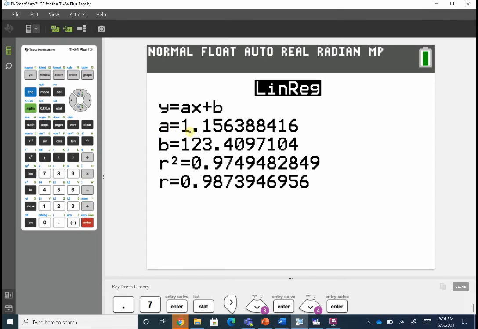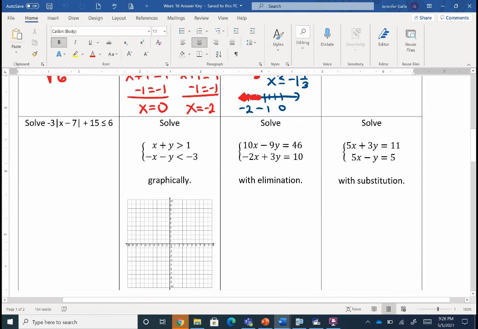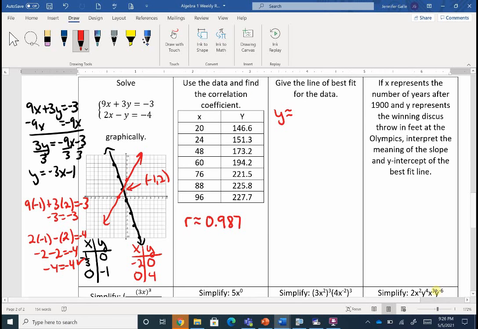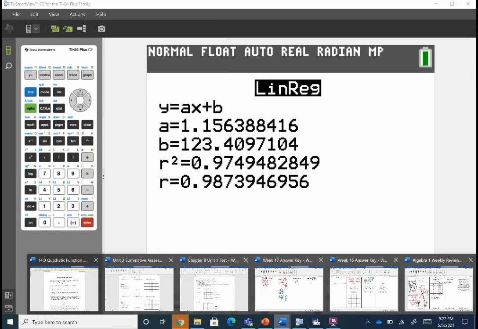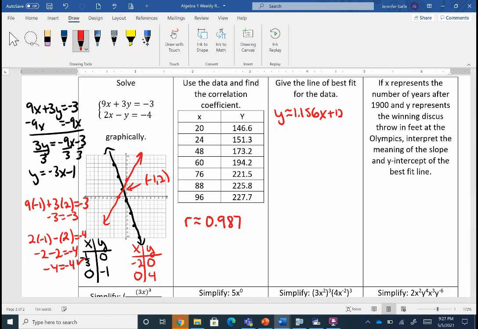So we're going to take our A value, again, round to 3 decimal places, so 1.156. Sorry guys, I keep clicking on the wrong one. 1.156, and the X goes with that. And then the B value is 123.410. So 123.410. That's our line of best fit.